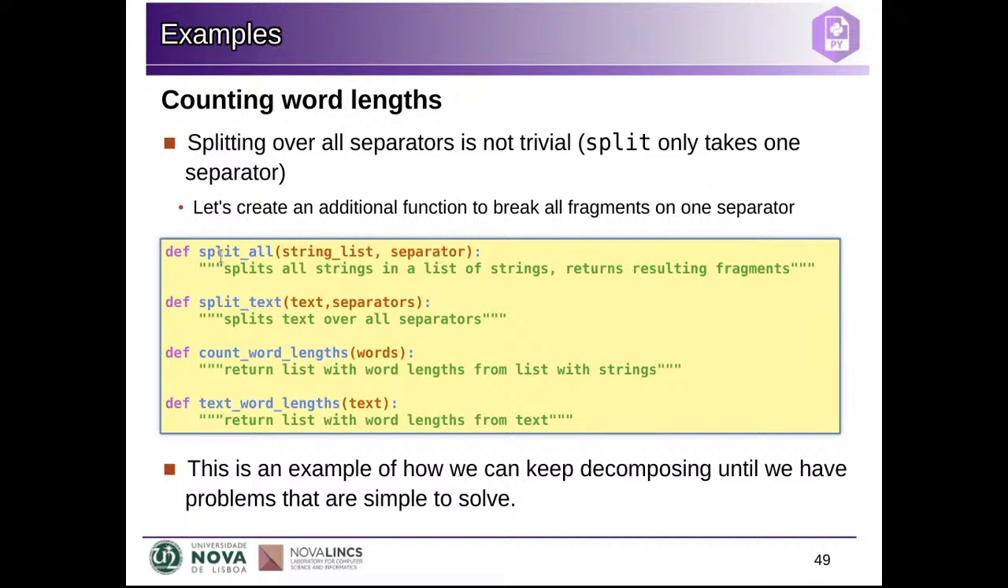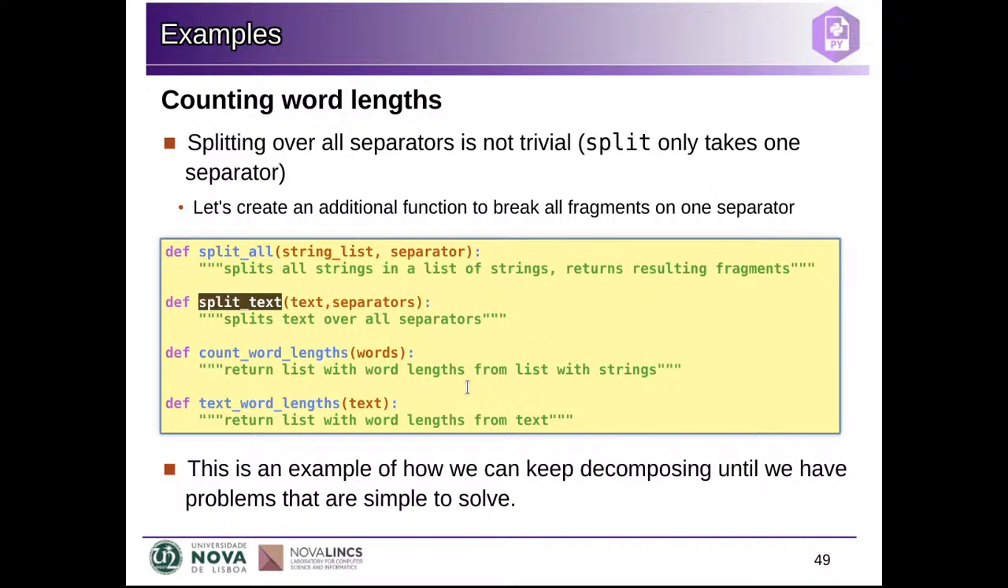This should be easy because this is only a loop through all the strings, and for each one of them use the split with that separator, break it into fragments, and keep adding everything to the list. Once we have this function, we can now loop through all the separators and call this function for each separator. So this one can loop through all the separators and break down the text for each separator. So this is the general layout of our program.